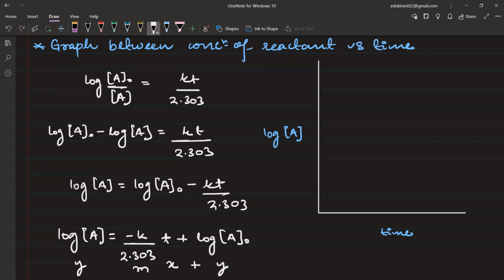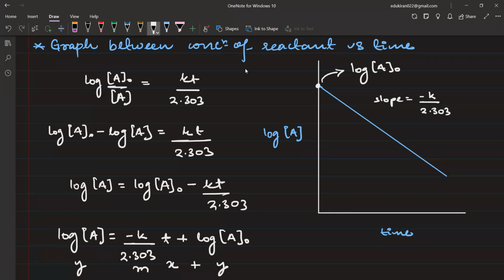As we can see, the slope is negative and your graph will look something like this. Just start somewhere from here. This point denotes the constant, which is log A naught, the intercept, that is the log of the initial concentration. The slope here is minus K upon 2.303. Okay, Y is equal to MX plus C.